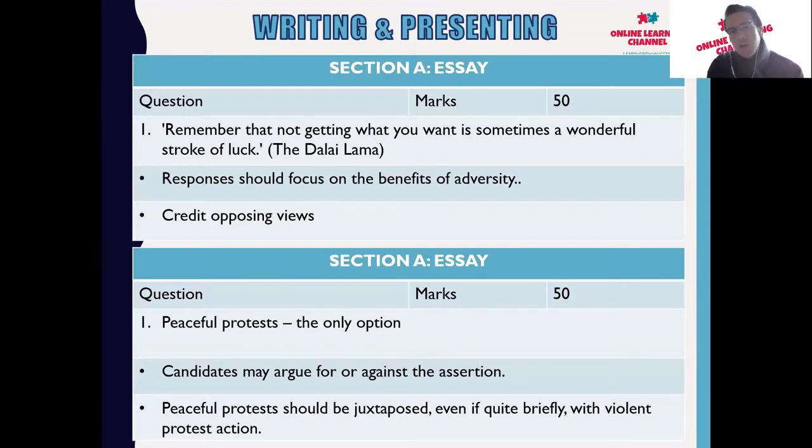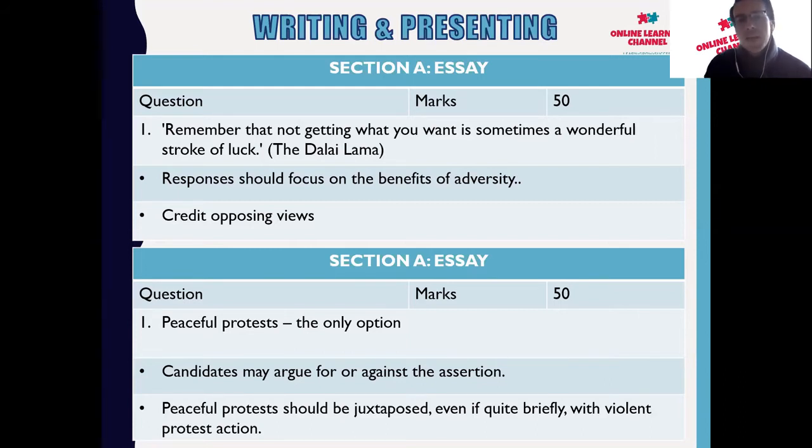Okay, so now when it comes to section A, and when it comes to focusing on the essay section of this particular paper, we can see that this is out of 50 marks. And if we look at the first question, remember the first question was a quote by the Dalai Lama that went along the lines of, remember that not getting what you want is sometimes a wonderful stroke of luck. Okay, so not getting what you want is sometimes a wonderful stroke of luck. So despite you really longing after something or desiring something for whatever reason, the fact that you don't get it at the end of the day sometimes opens other doors to other opportunities that you may eventually pursue or undertake.